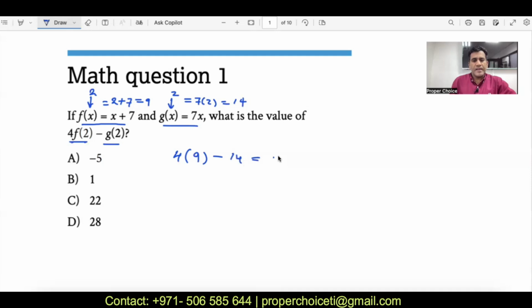That is, 4 times 9 is 36. 36 minus 14 is equal to 22. So the result of this entire thing is equal to 22, which is option number C.